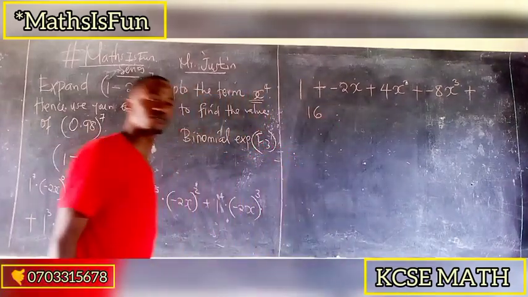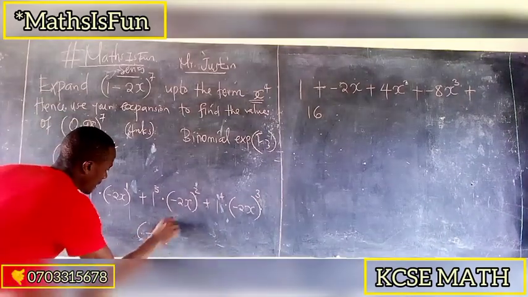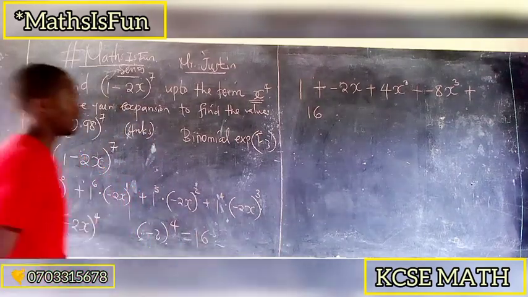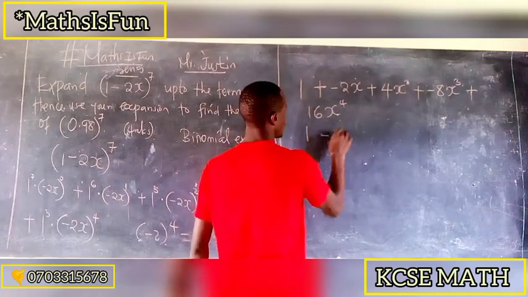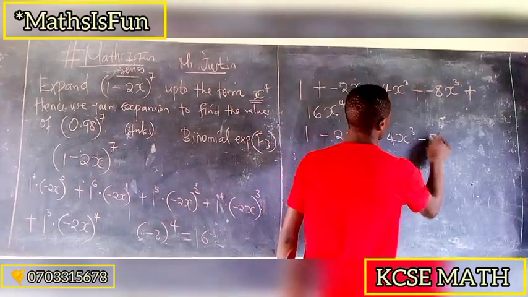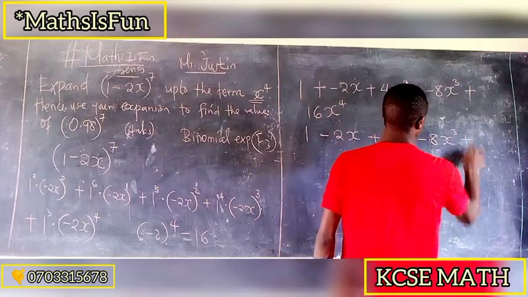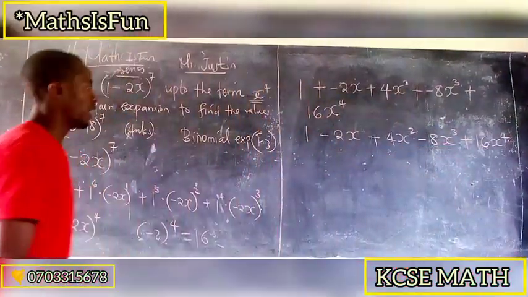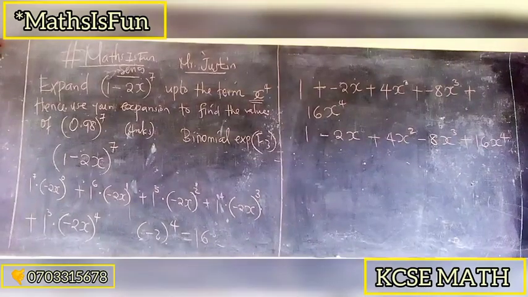You can use your calculator to do that. You key in a bracket like this, and definitely it will give you 16, then x power 4. So we'll have 1 minus 2x plus 4x squared minus 8x power 3, plus 16x to power 4. Now after that you'll run very fast to find the binomial coefficients.